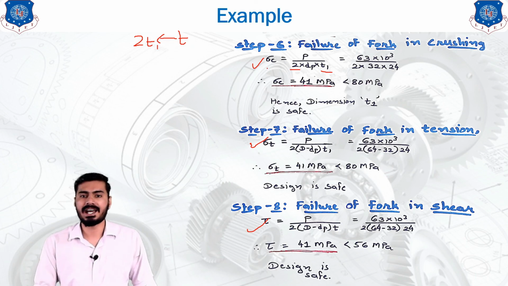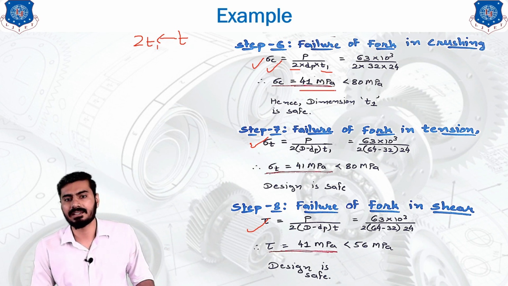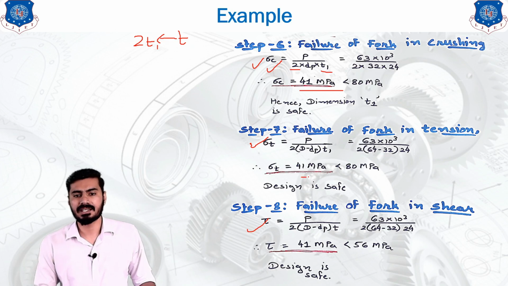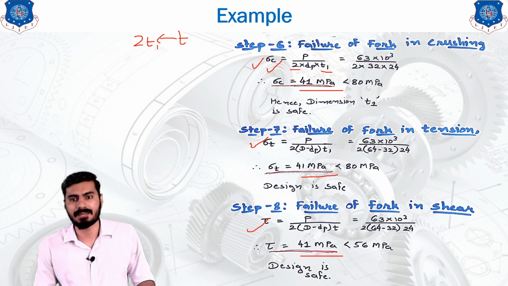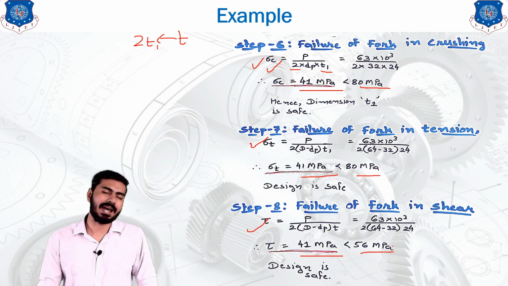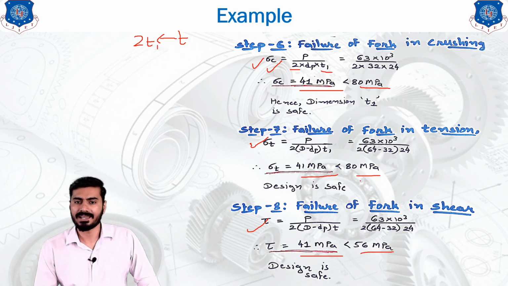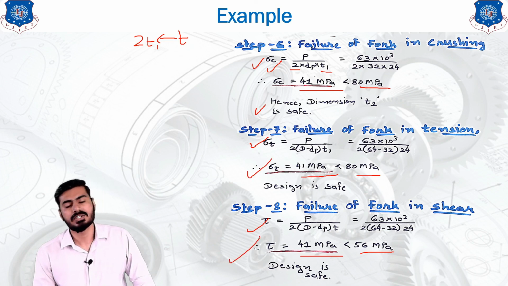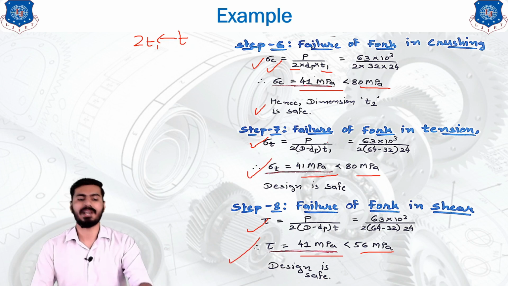If you use this equation, you will see that sigma c, sigma t and tau come out as about 41 megapascal. If you compare with the given values, you will find that those values are less than the given values, and that's why our design is safe against tension, crushing and shear. So this was the end of our example.